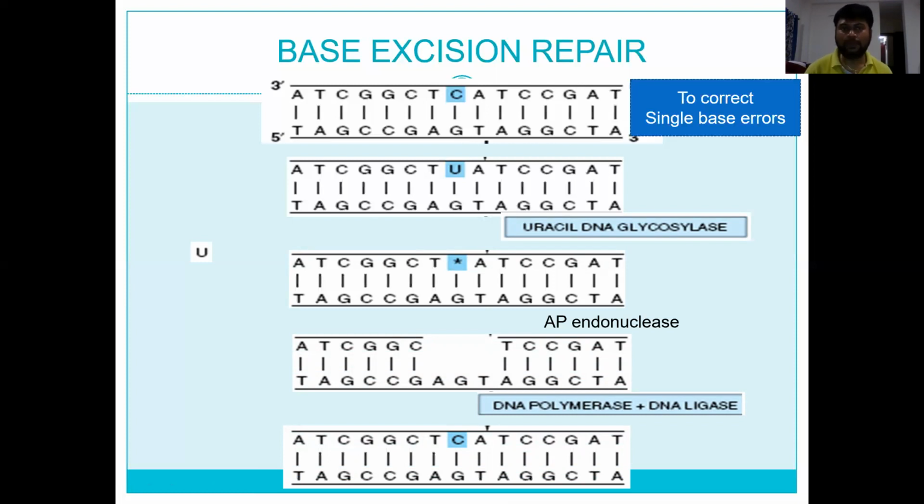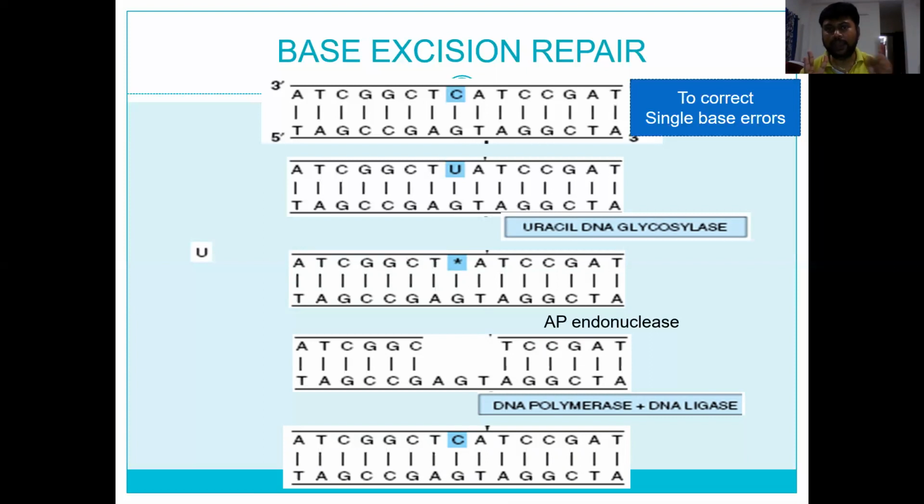So base excision repair is very simple. It is almost similar to mismatch repair. The steps are common. Both repair mechanisms involve three steps. The first step is identification of the error and making a small nick. The second is removal of the error. The third is replacement of the error. So the first one is identifying and making a nick.